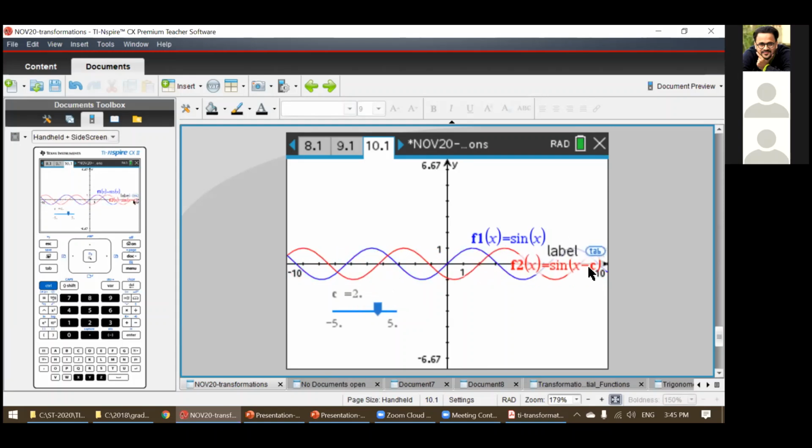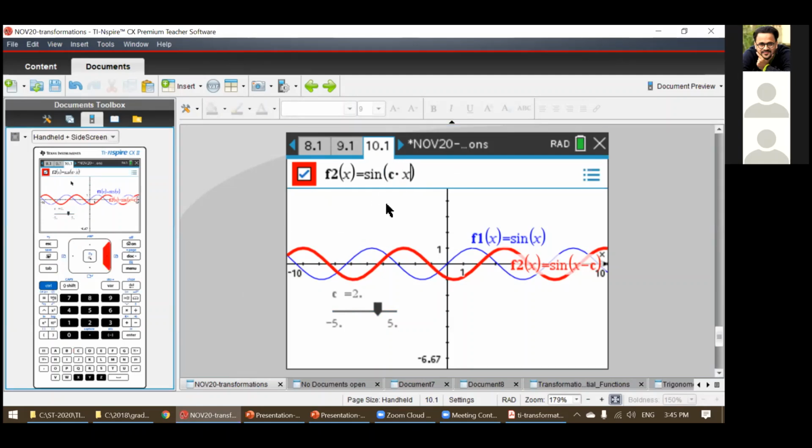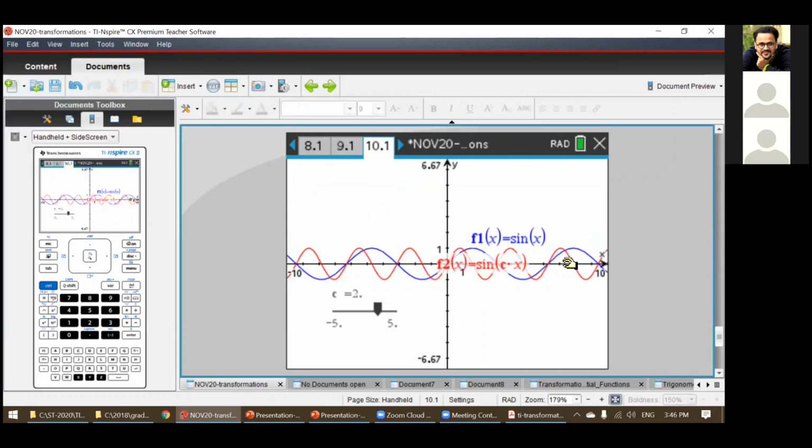Now let's say you want to perform c multiplied by x. So go ahead and type in c multiplied by x and hit enter. Over here, if you go ahead and reduce c to 0, what happens to your red graph? So you get sine 0. Then make it 1 and you get sine x.